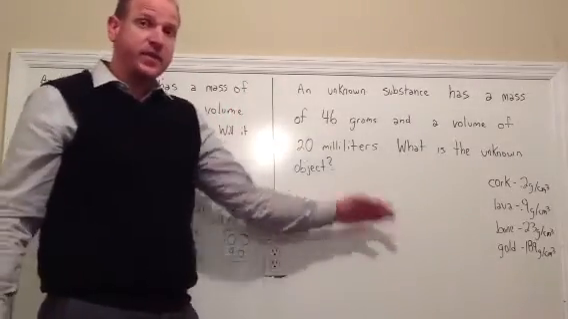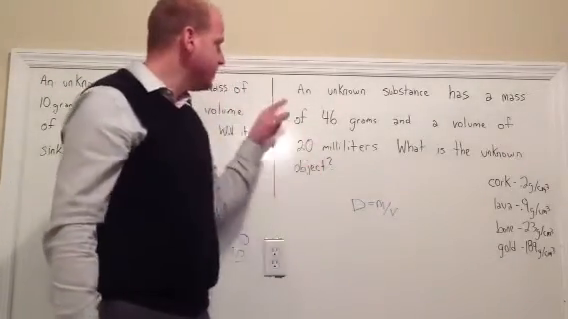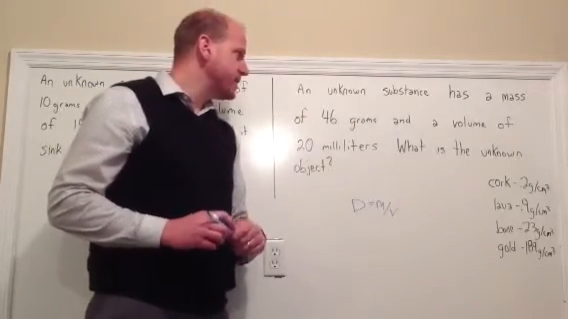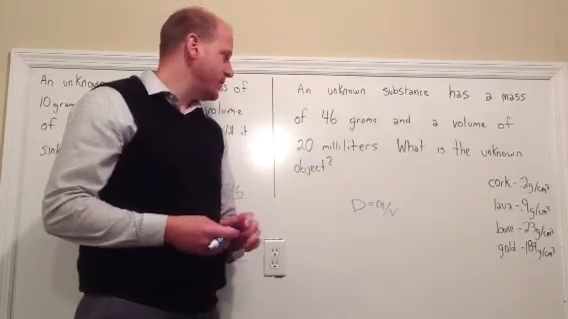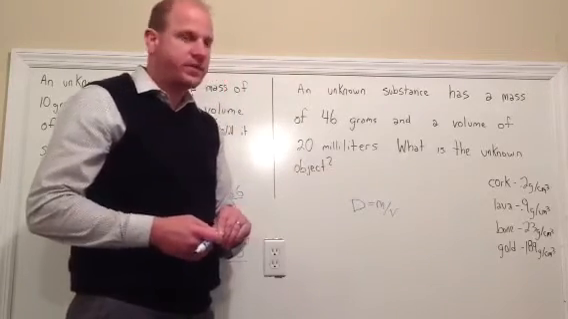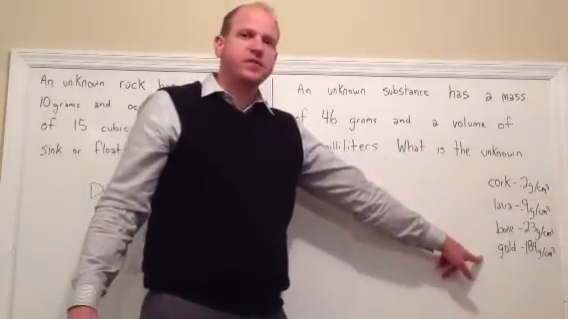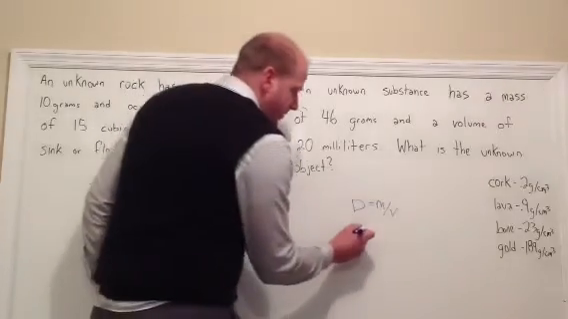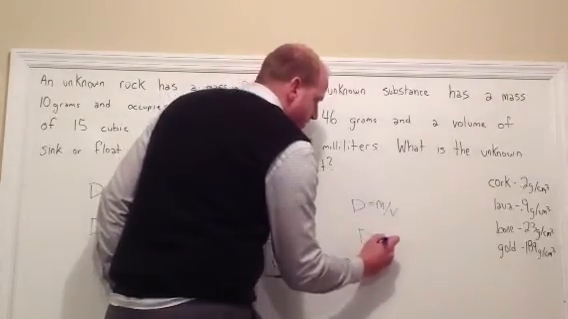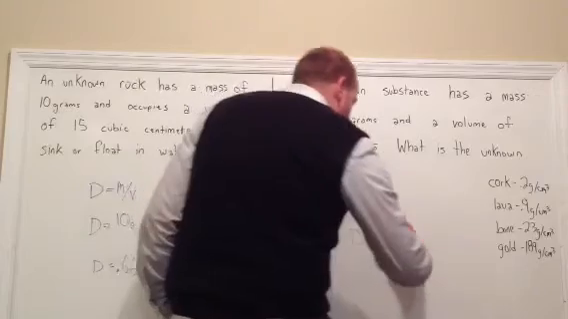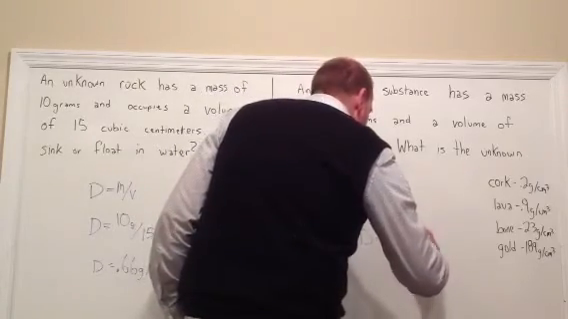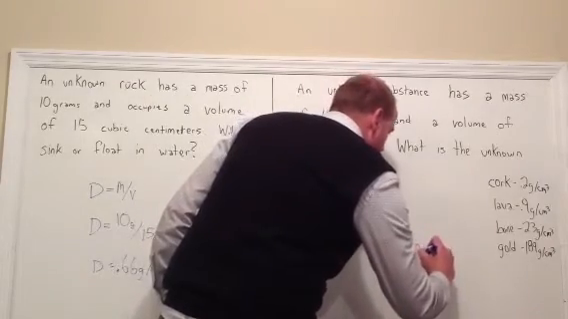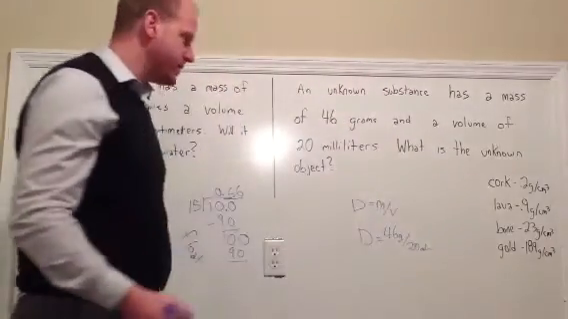Once again, I have my formula because I have to write that every single time. And then the question reads, an unknown substance has a mass of 46 grams and a volume of 20 milliliters. What is the unknown object? And then it gives me a list of objects over here that I can choose from after I solve the problem. So step 2, after I write my formula, is to plug in the numbers, the measurements. So it has a mass of 46 grams, and it has a volume of 20 milliliters, which is 20 mL with a big L, 20 milliliters.